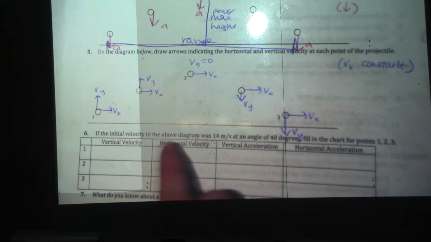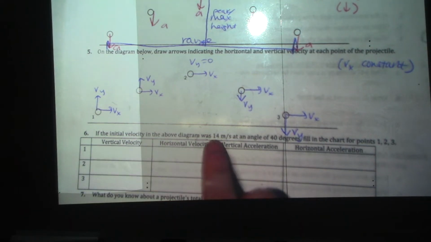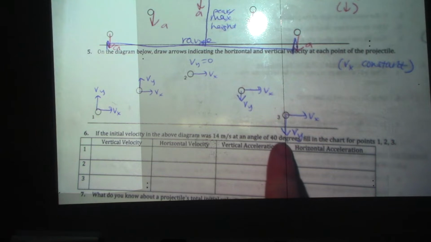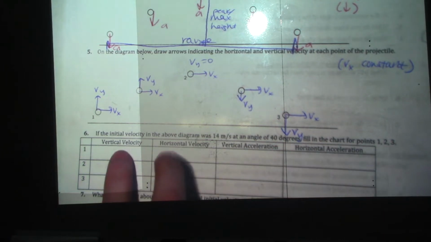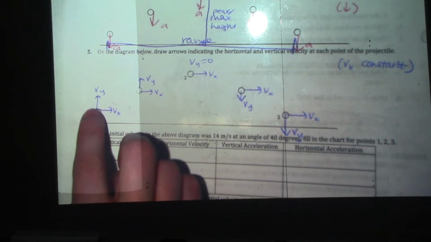If the initial velocity in the above diagram was 14 at an angle of 40 degrees, I want to fill in my chart. So first, let's find the initial vertical and horizontal velocities, like at point 1. So Vix would be 14 cosine of 40. 14 cosine of 40 is just 10.72. Viy would be 14 sine of 40. Put that in your calculator. You get like 8.999. I just made it 9, so that's what it would round up to.